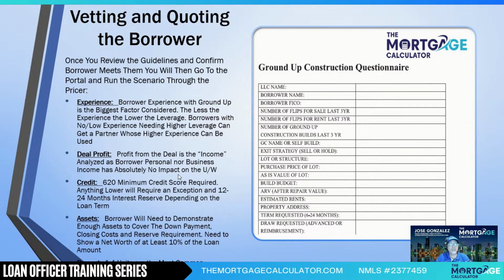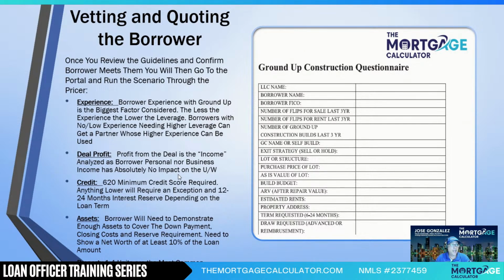You get these questions answered, and then you will run the scenario through the pricer, because when you are using the online pricer, these are the questions that you're going to have to input, or most of these are going to be questions, especially stuff like the ARV and property address, build budget, as-is value of the lot, purchase price of the lot, structure, exit strategy. All those things that you see on this list are usually going to have to be input in the pricer.